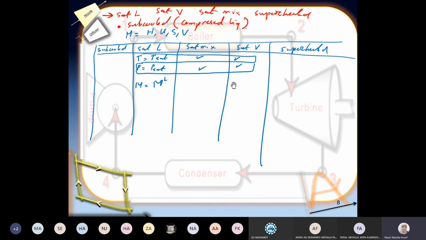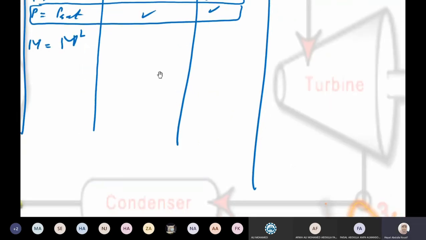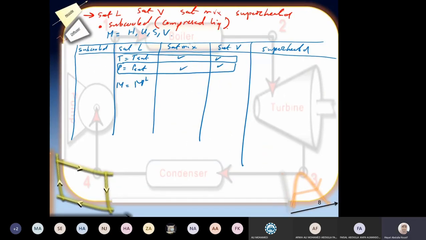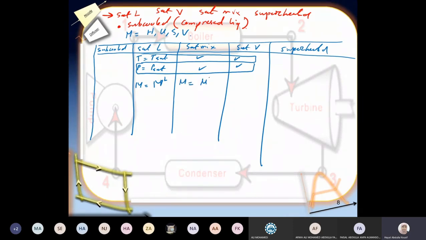While with the saturated vapor, my M here is M_V. Now, with the saturated mixture, my M is somewhere in between M liquid and M vapor.